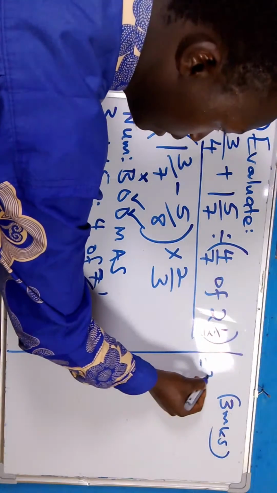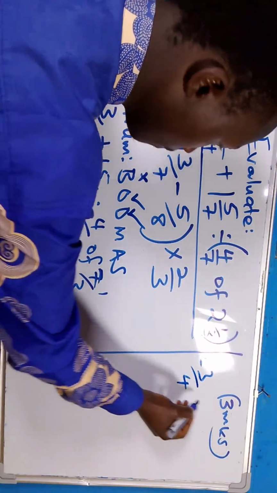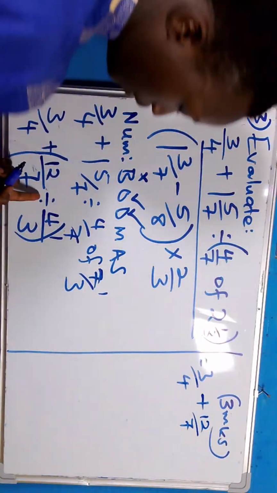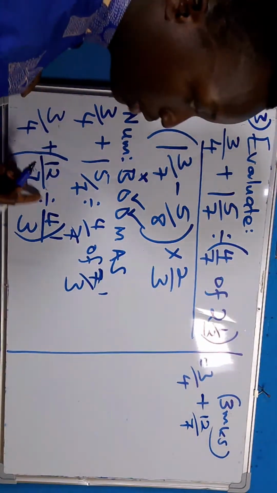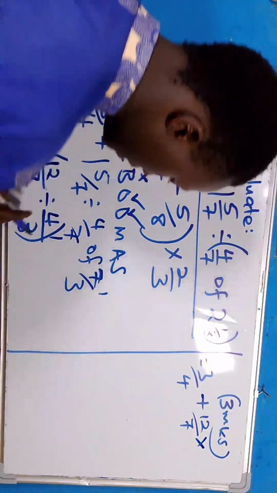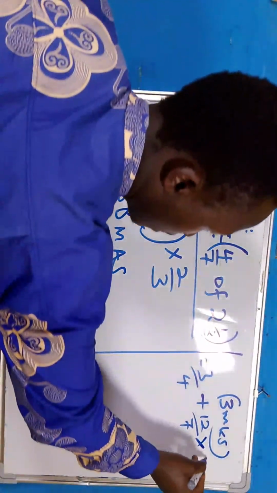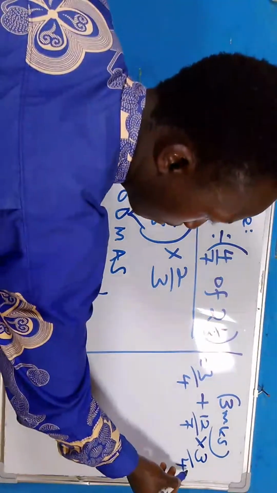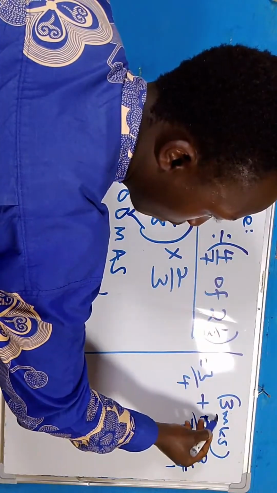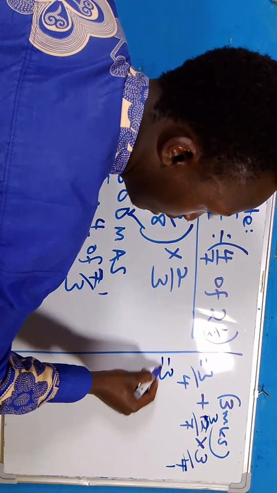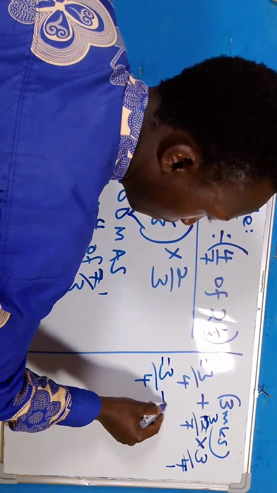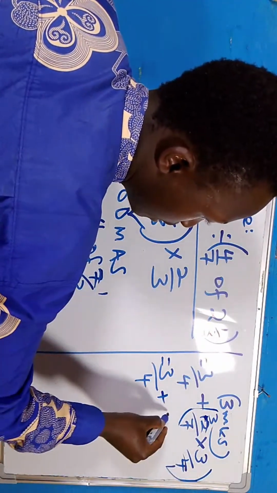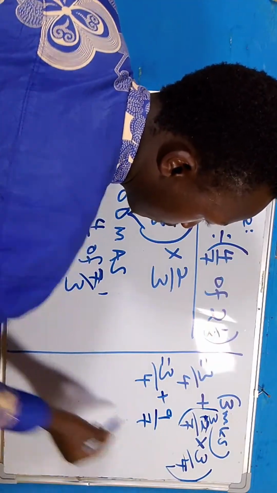So we will have 3 over 4 plus 12 over 7. We change this sign from division to multiplication. We will have times 3 over 4. And once we get that, we will simplify by 4, 1 by 4, 3. And we will have 3 over 4 plus, this one will be 3 times 3 is 9 over 7.